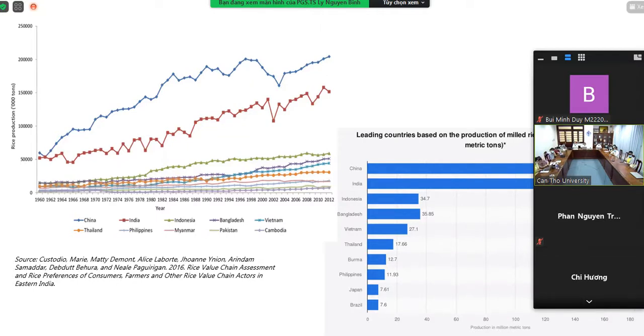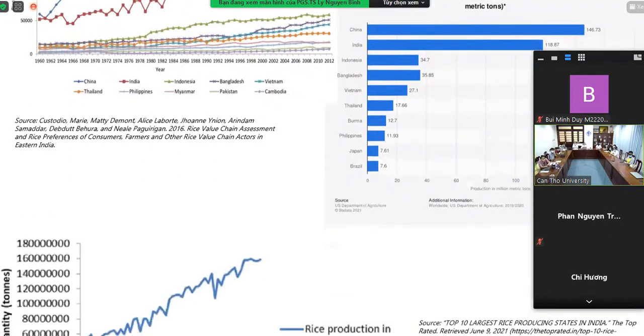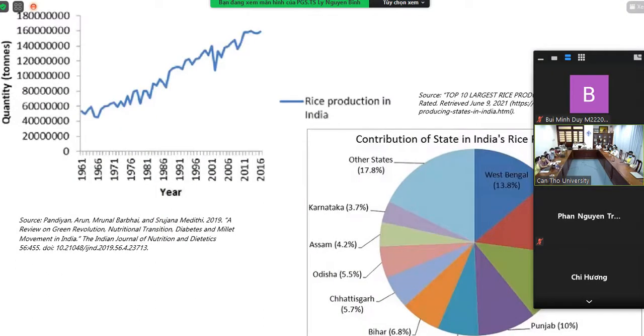And in the second picture, you can see that in the year 2019 and 2020, China produced 146.73 million tons. And then India, Indonesia, Bangladesh, Vietnam, Thailand, Burma, Philippines, Japan, and Brazil. This slide shows production of rice in India with quantity in tons from 1961 to 2016.